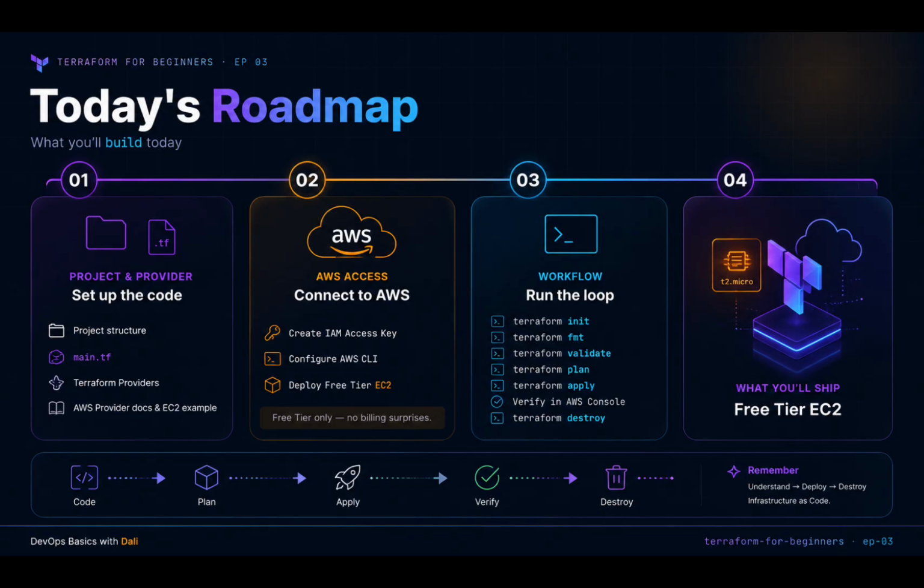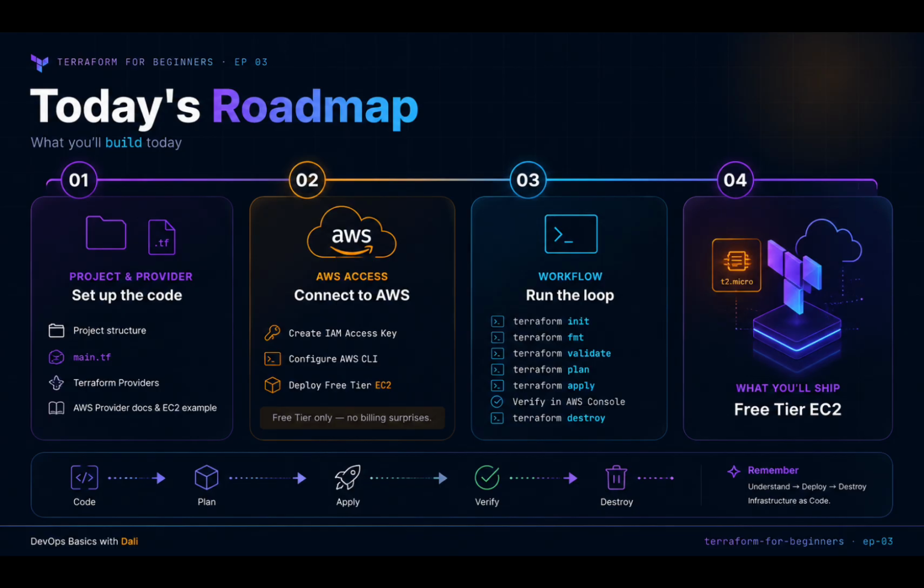We'll start by creating our project and our first Terraform file. Then we'll visit the official Terraform Registry to understand what a provider is and how Terraform communicates with AWS. Next, we'll create an EC2 instance manually in the AWS console. I want you to understand what we're automating before we automate it.